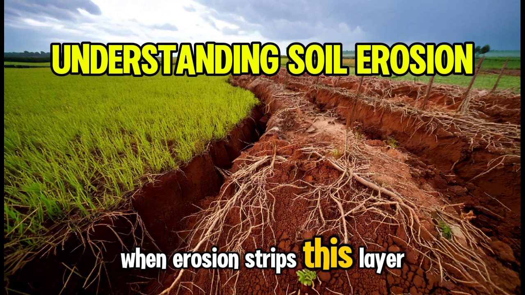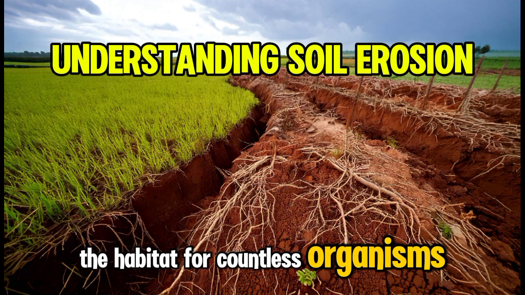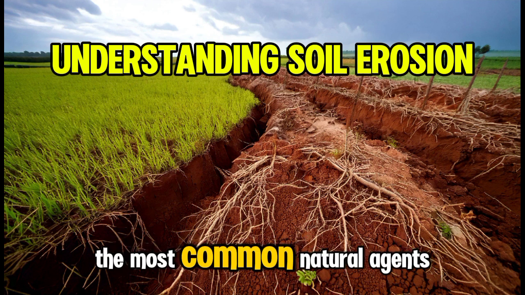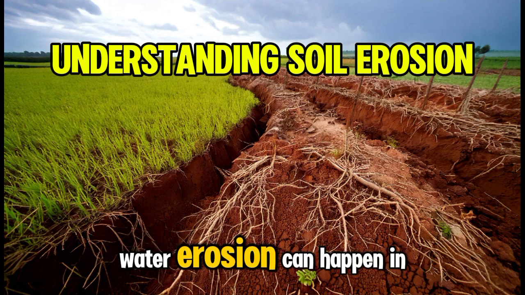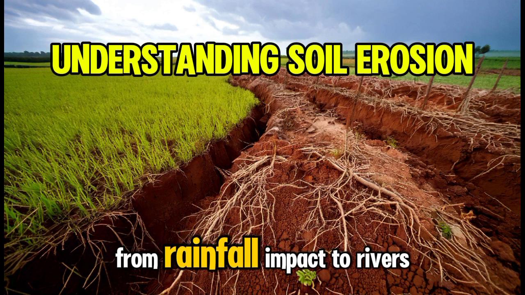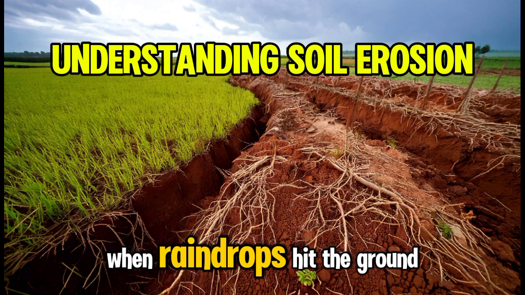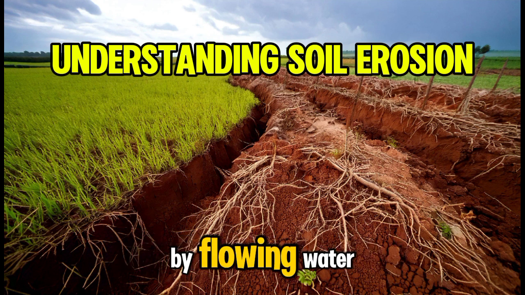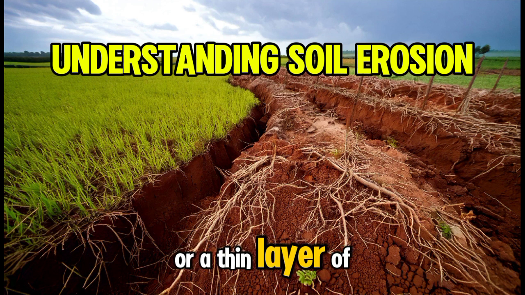When erosion strips this layer away, it removes nutrients and disrupts the habitat for countless organisms, affecting everything from crop yields to water quality. The most common natural agents of erosion are water and wind. Water erosion can happen in different forms, from rainfall impact to rivers and streams wearing away soil particles. When raindrops hit the ground, they dislodge soil particles, which are then carried away by flowing water. This process is known as sheet erosion, where a thin layer of soil is removed across a large area.